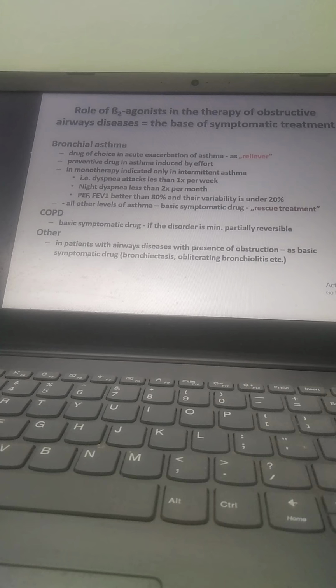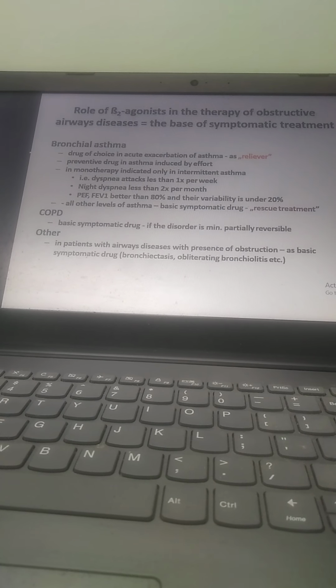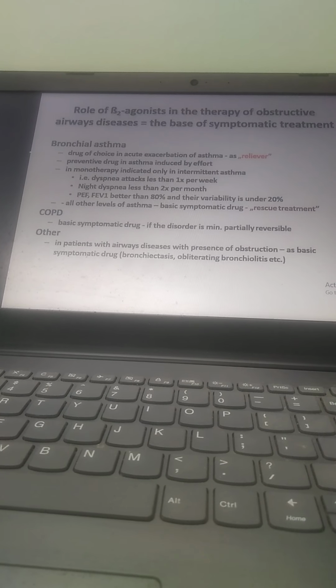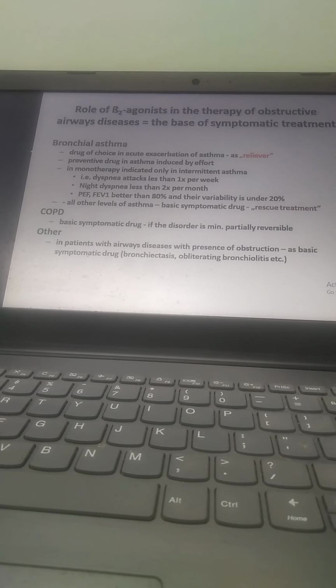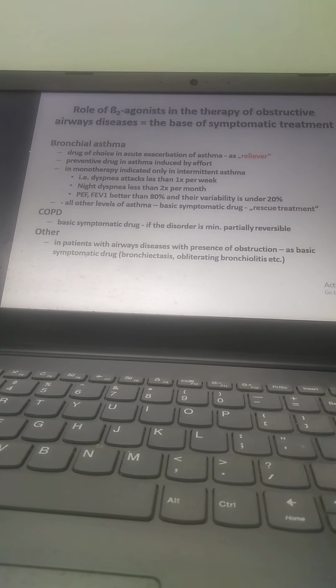So PEF, we have to have the PEF, forced expiratory flow, and or first forced expiratory volume in first second better than 80%, or their variability is under 20%. So 80% should be there. If it is less than 80%, we have to see the bronchial asthma. All other levels of the asthma, basic symptomatic drug is rescue treatment. So we have to have a rescue treatment. Then so there are 2 treatments, reliever and rescue treatments.